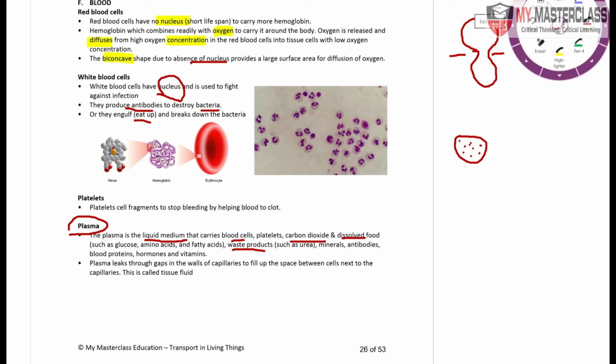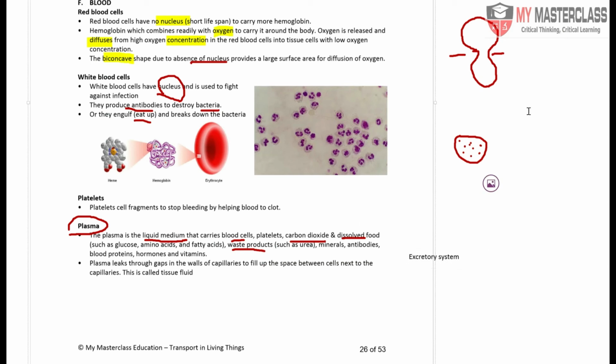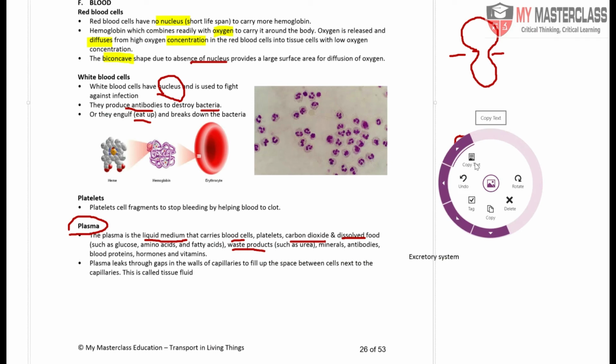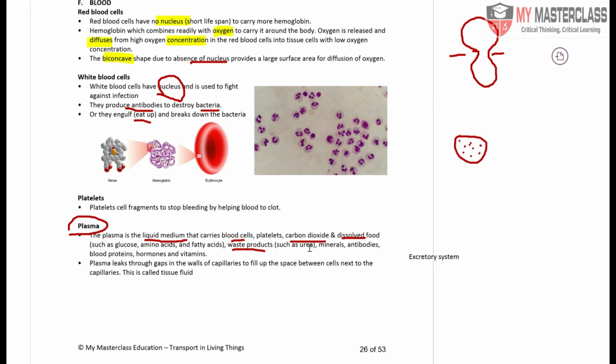So recall just now I said you have got the excretory system. This excretory system is due to the kidneys themselves. Because I have got the kidneys and the excretory system, this urea is going to be excreted out to the surroundings in the form of urine through the excretory system. I also have minerals, antibodies as mentioned earlier on, your white blood cells, and blood proteins, etc.